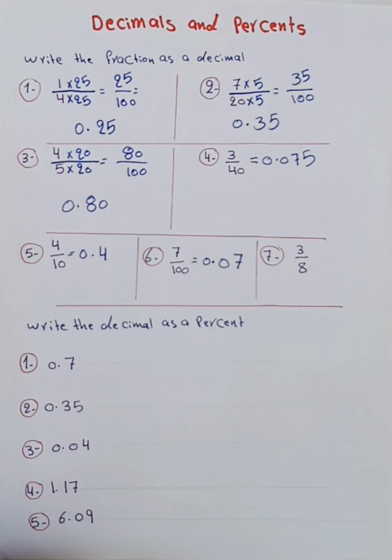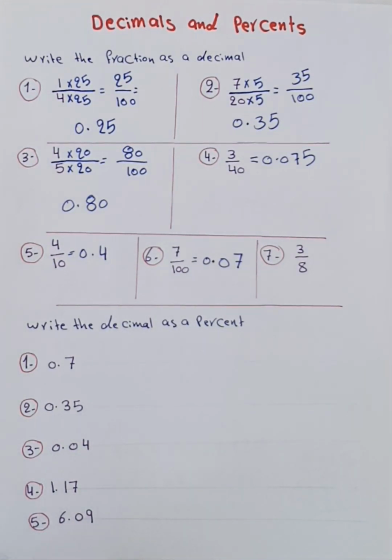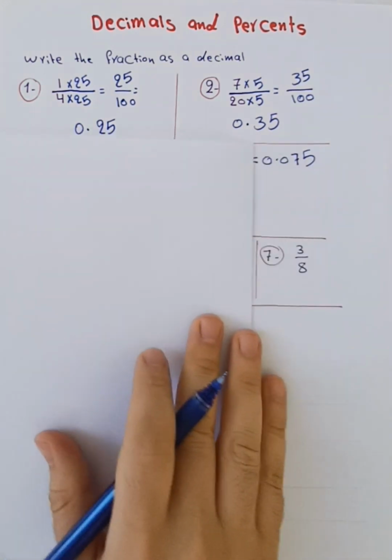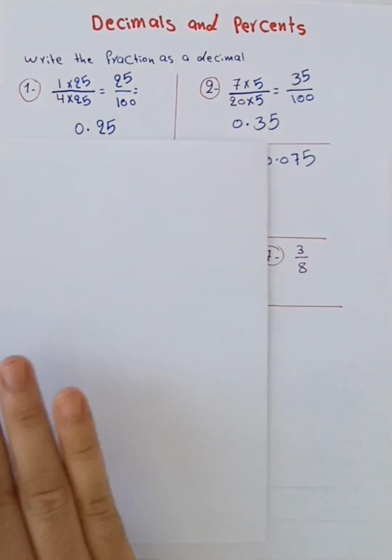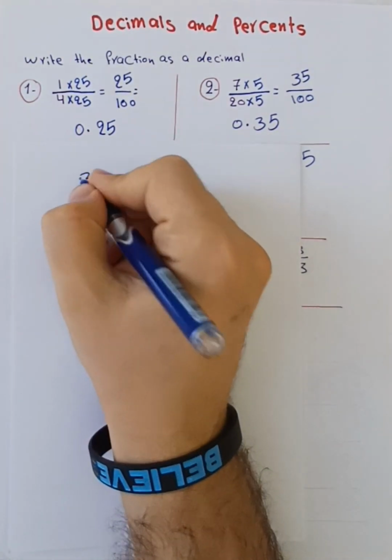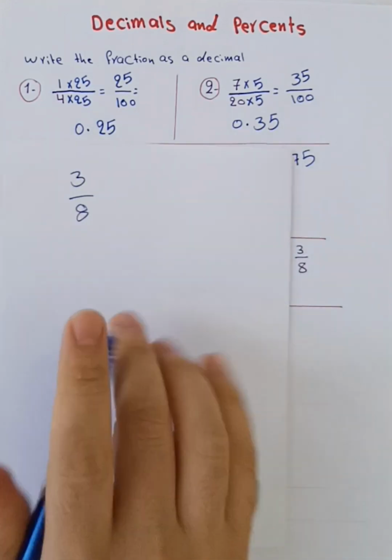Example number 7, we have 3 out of 8. 8 multiplied by any number can't give us 10 or 100 or 1000. So the only way to change this fraction to a decimal is long division. We have 3 out of 8.